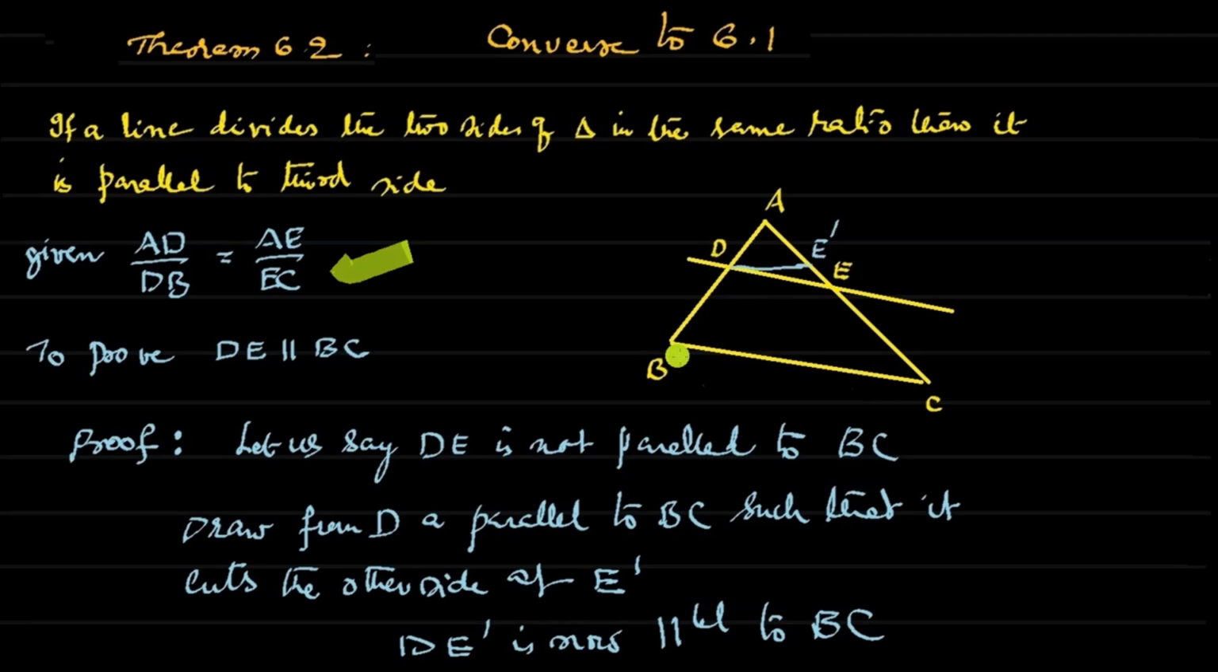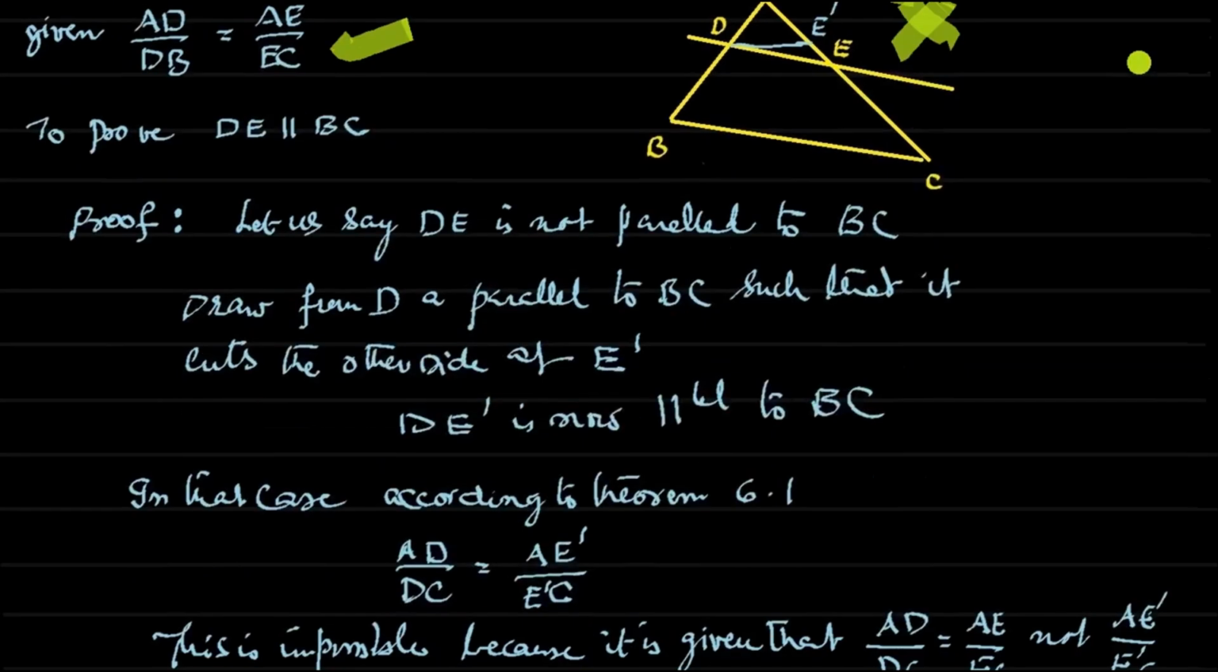If DE dash is parallel to BC, AD by DB must be equal to AE dash by E dash C from the above theorem. But it is not correct. Why? It is clearly given that AD by DB is AE by EC. So E and E dash are not two different points. They must coincide. DE must be parallel to BC. That is the proof of this theorem. Let us go up.